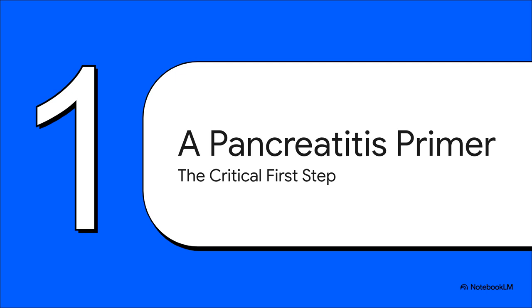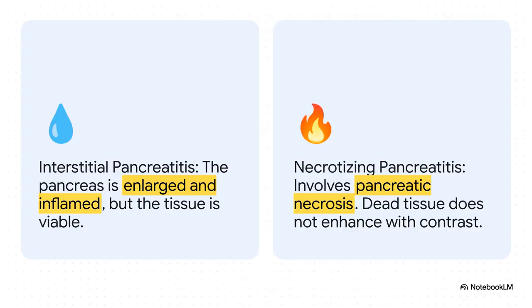Before you even think about the fluid, you have to know what kind of fire you were dealing with in the first place. Everything, and I mean everything, that happens next depends on what type of pancreatitis your patient had right at the beginning. So acute pancreatitis really splits down two main paths. On one hand, you've got interstitial edematous pancreatitis. Just think of this as the pancreas getting really swollen and angry, but the tissue itself is still alive. On a CT scan with contrast, the whole gland just lights up nice and uniformly.